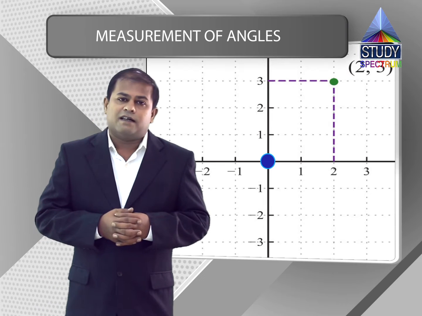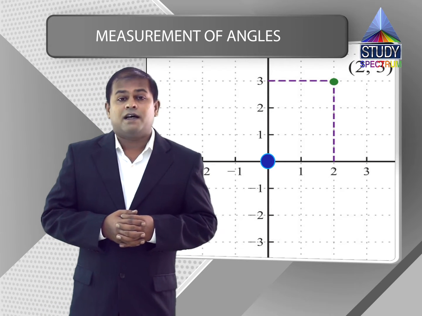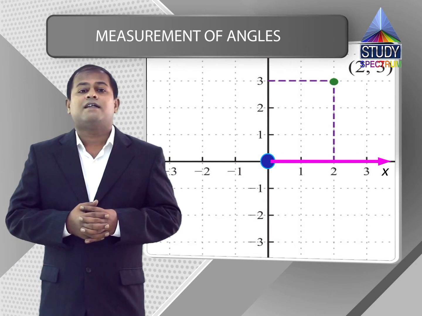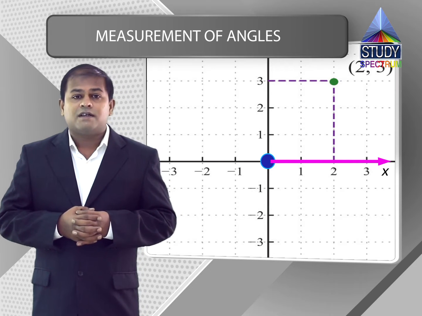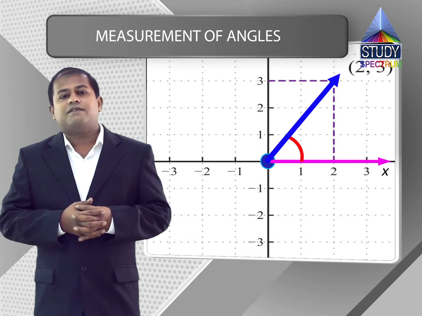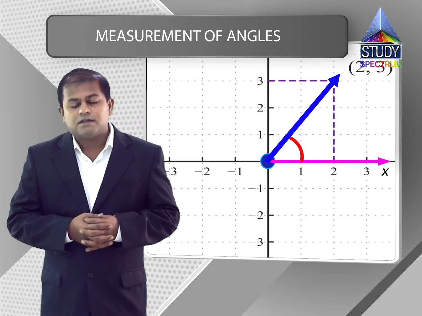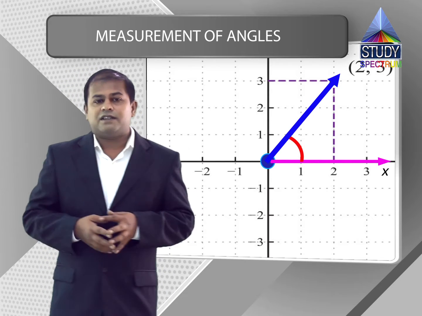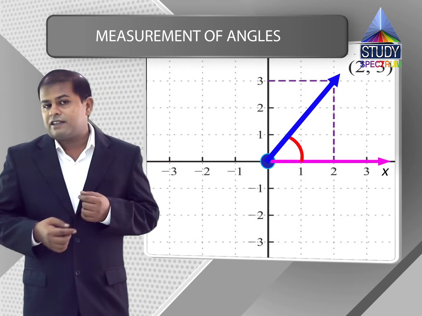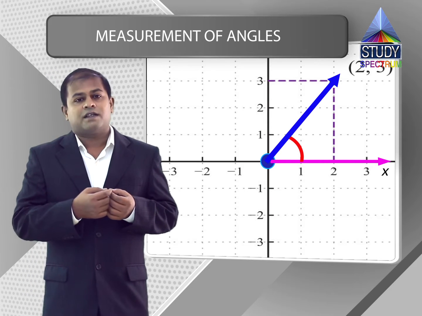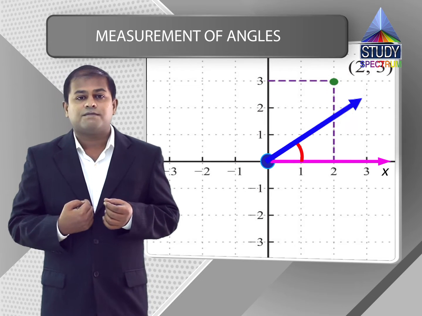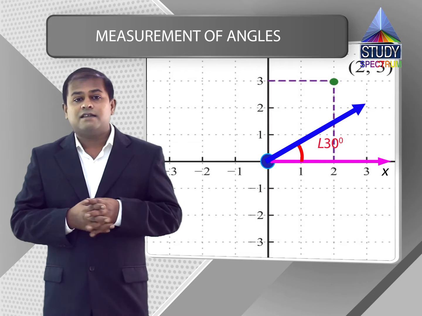If the vertex of an angle is at the origin and the positive direction of the x-axis is taken as the initial arm, and from there we give rotation to mark that angle, then we say that the angle is drawn in standard position. For example, here you can see 30 degrees shown in standard position. The initial arm is the positive direction of the x-axis, the vertex is at the origin, and it is rotated in anti-clockwise sense till it coincides with the 30 degree measure, right?